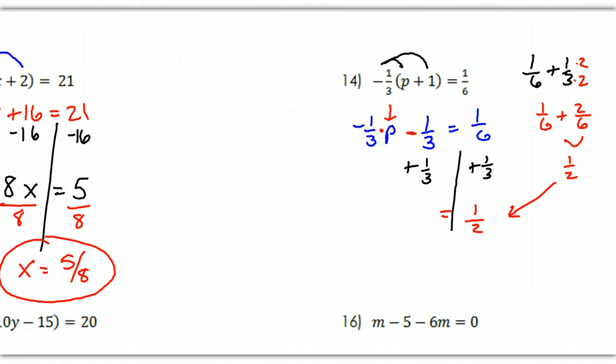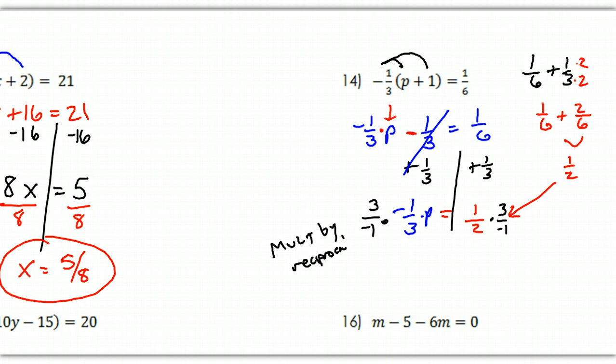And going back to the left side here, we subtracted that off and canceled it. So we have negative 1/3 times p equals 1/2. And now at this point we have to multiply by the reciprocal. So the reciprocal of negative 1/3, flip that fraction over, we're actually going to multiply by 3 over negative 1. And we're going to do that on both sides. Because what happens on the left side is the 3s cancel out, and negative times negative is positive. So that gives us p on the left side, which is what we want.